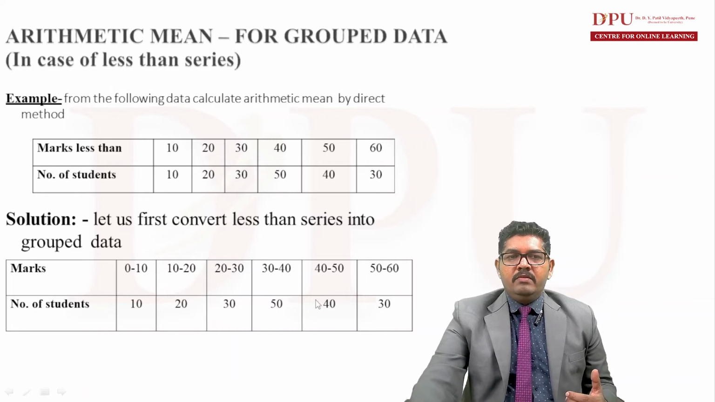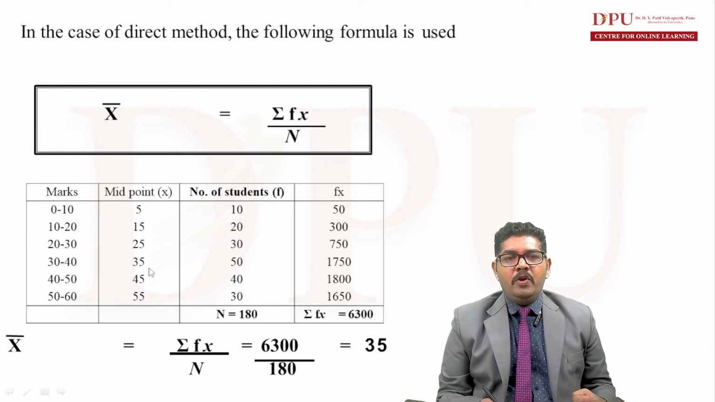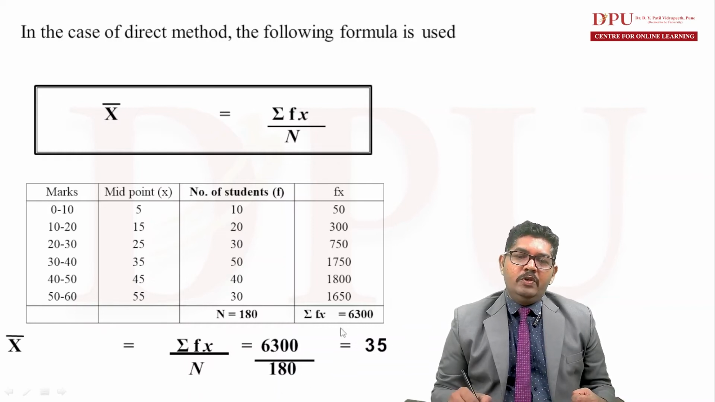And then we calculate the arithmetic mean by direct method for this frequency distribution. X bar is equal to summation of fx divided by n. I will not explain this because this kind of problem is already solved. The midpoint is calculated, the frequency is already given, and midpoint multiplied by frequency gives you fx. Summation of fx divided by n, the addition of all frequencies. So 6300 divided by 180 is equal to 35.